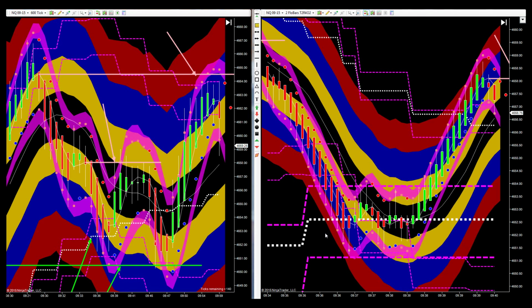Essentially we're going to go through all these trades, but I just wanted to bring that to your attention so you understand that there are going to be some extra lines on the trade chart today.